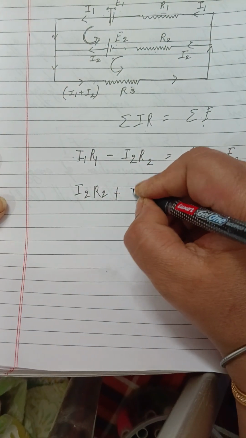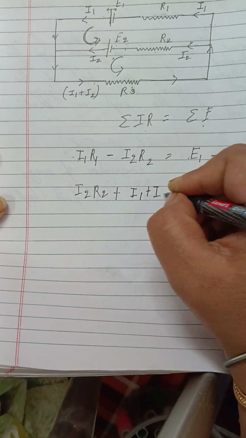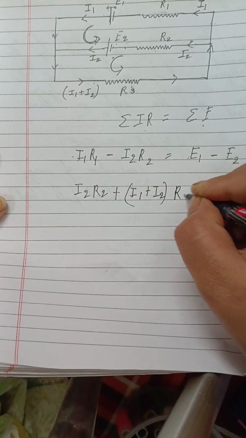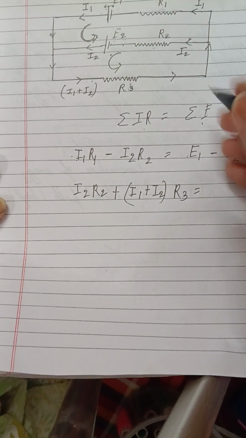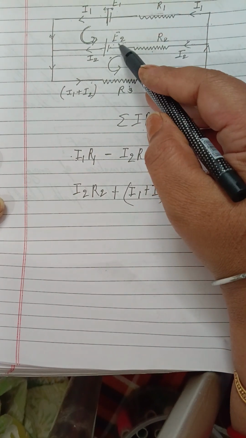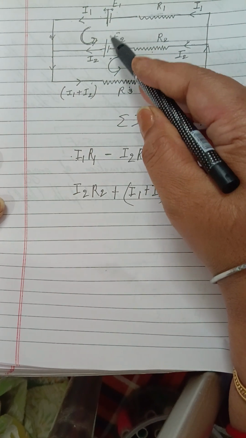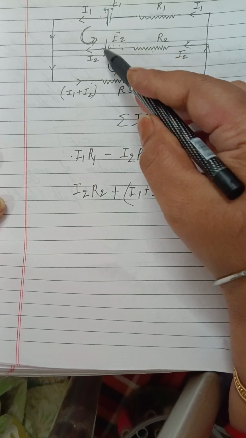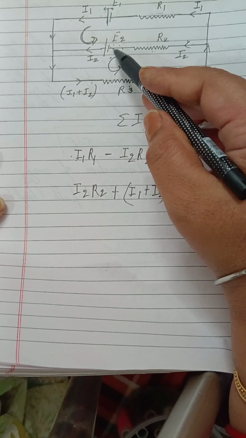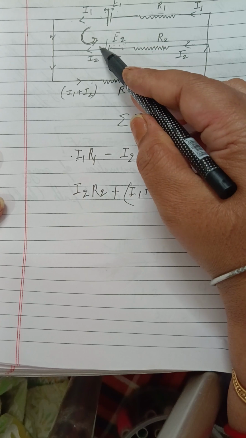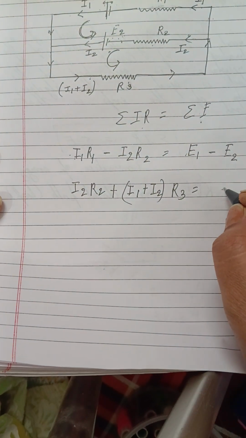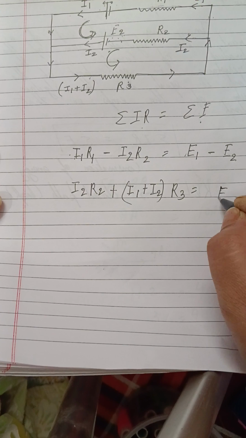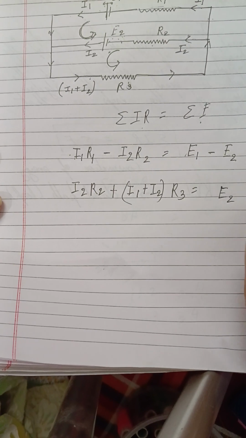So we can write I1 plus I2, into R3, is equal to, here you can see the EMF. For this case, we have only one EMF present. Okay, and it is moving from negative to positive. So again you know that negative to positive it is plus only. So we will write E2. This is your second equation.